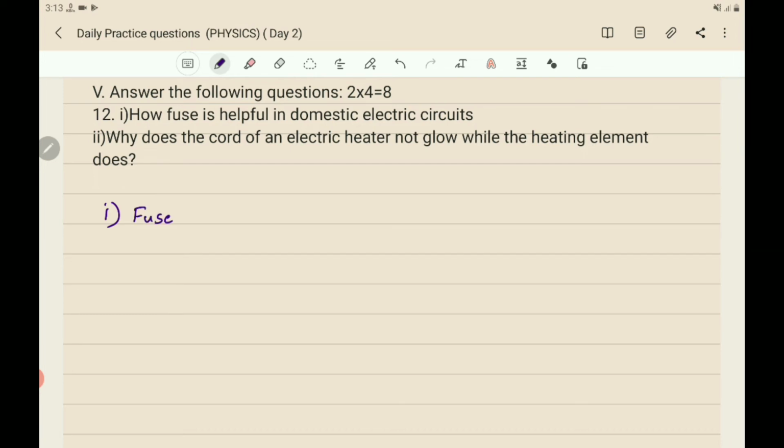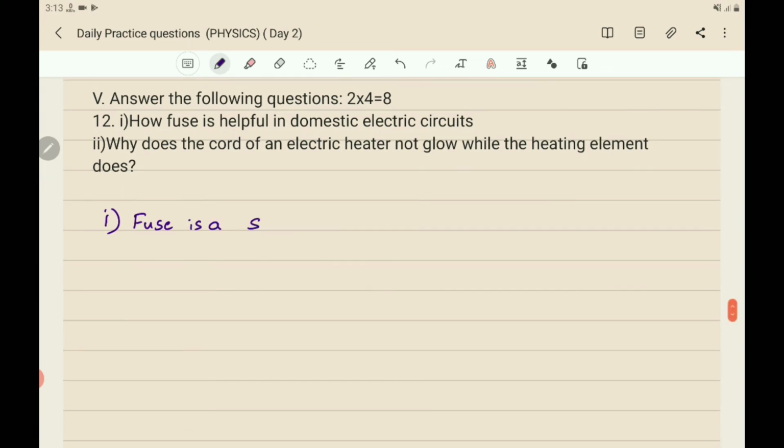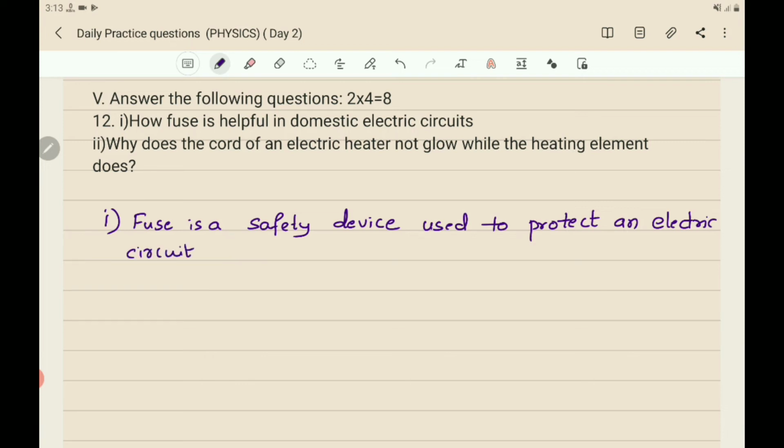Fuse is a safety device used to protect an electric circuit from overloading or short circuiting.